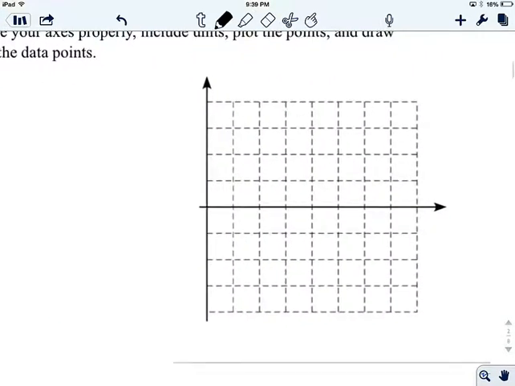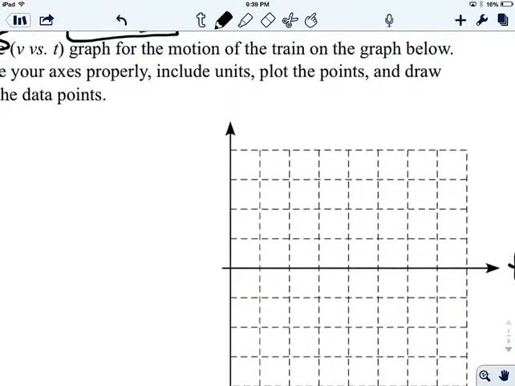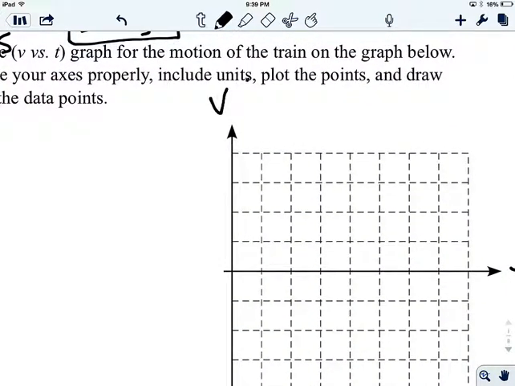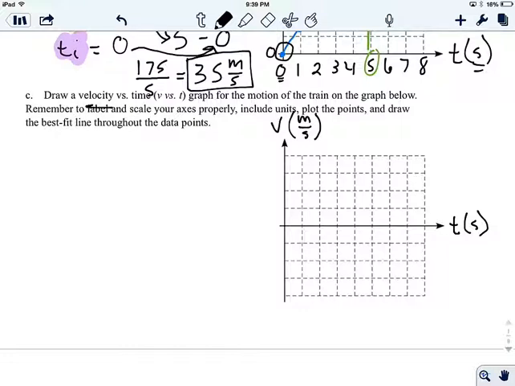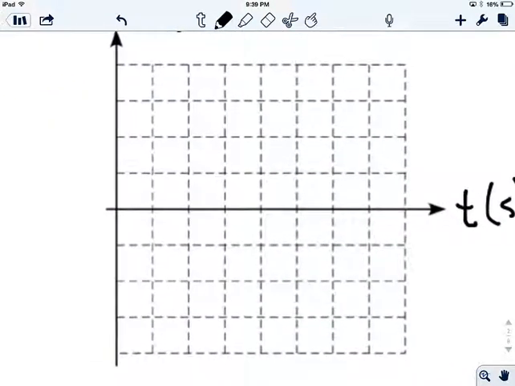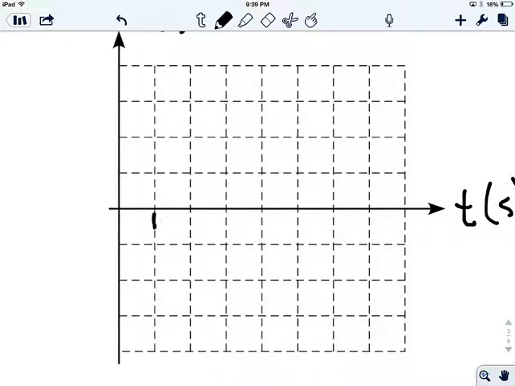Okay, so remember that trick that I told you. First, I know this is time in seconds. Remember, this is a velocity versus time graph. So this is V, and that's going to be in meters per second. All right, cool. So I've labeled, look at that, cross that off. Now to scale my axes, I'm going to use the same scale that I used on the position versus time. So I'm going to go 1, 2, 3, 4, 5, 6, 7, 8, like that.